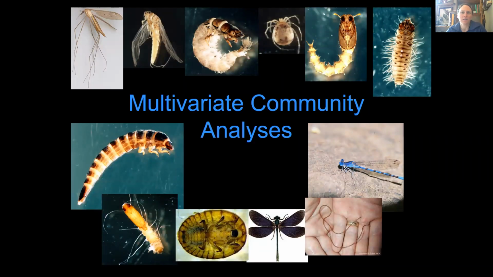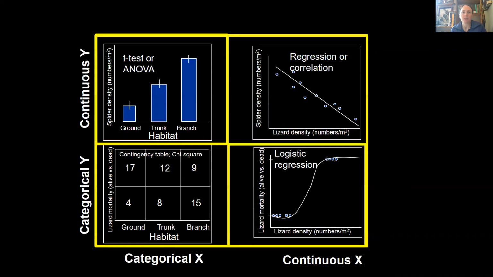Okay, so here we are, multivariate community analyses. We're going to be doing some things this week where we're looking at the entire community in a location. In this case, maybe we're looking at all kinds of stream insects in a plot. You might be looking at all kinds of plants in a plot, all kinds of trees in a stand. You get the picture. So we're looking at lots of different things.